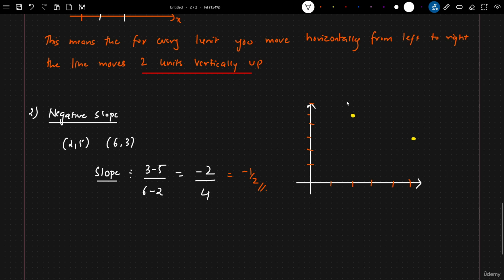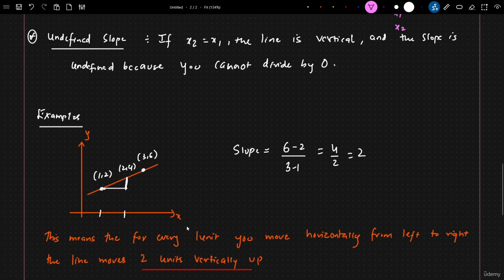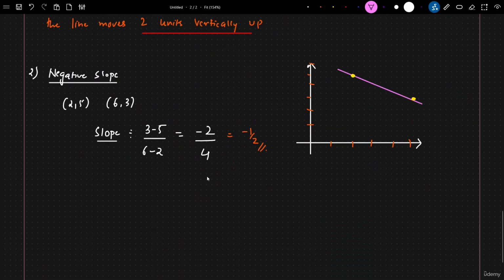Now in this important diagram, you can see that as we go towards the horizontal x direction, the line is coming down, right? Before, in the case of positive slope, the line usually goes up. So this is my coordinate, that is 2, 5, and that is 6, 3. Now, what does this indicate when I calculate the slope as half?